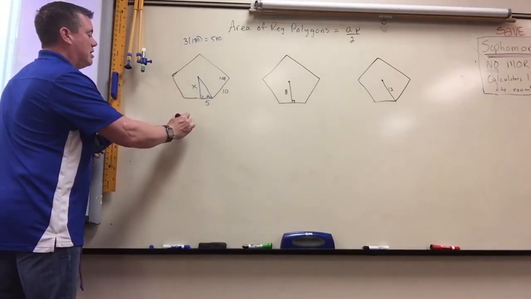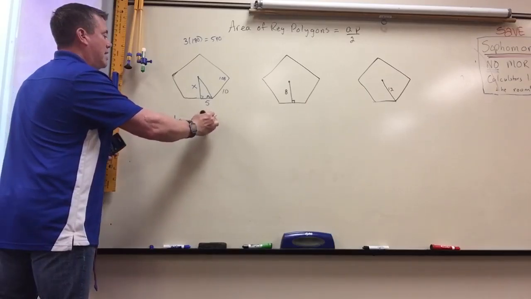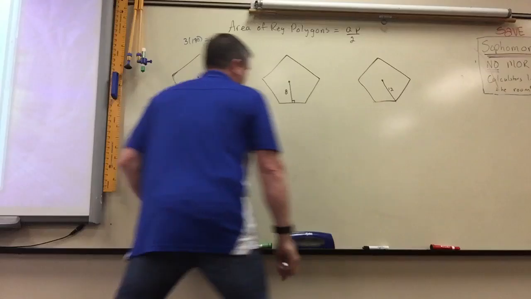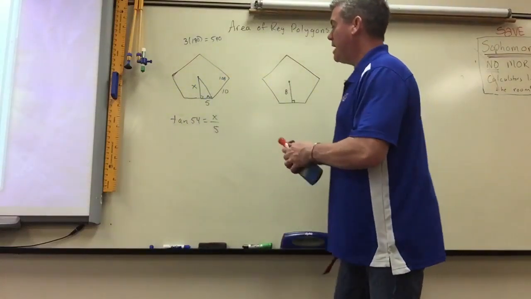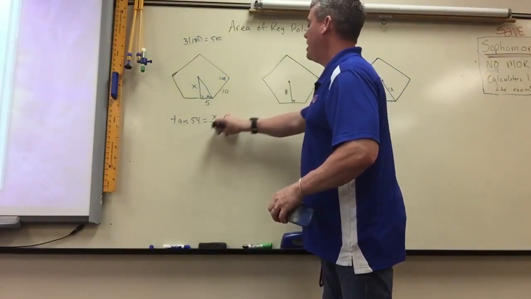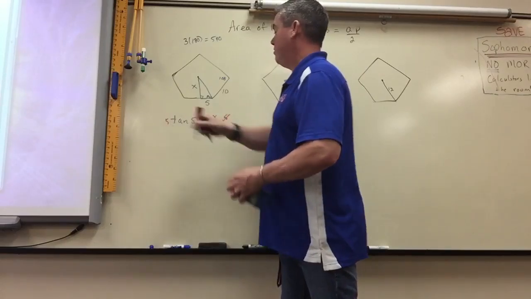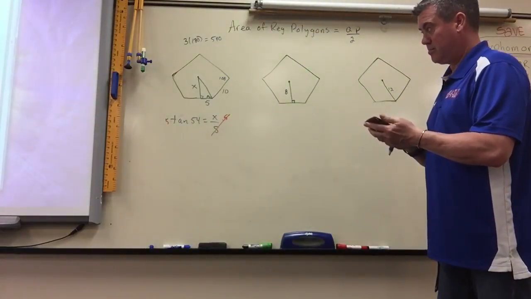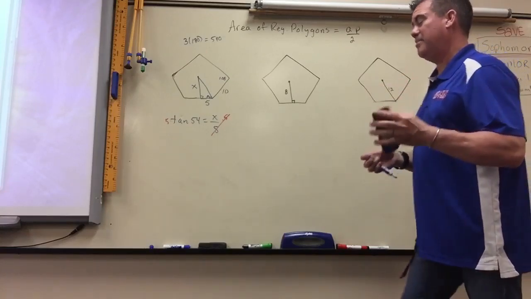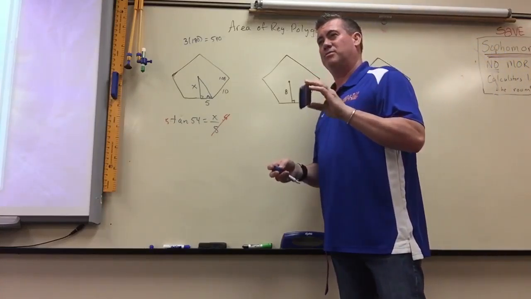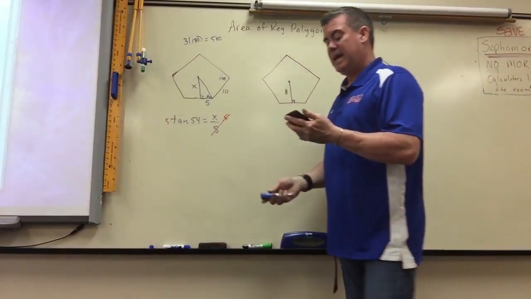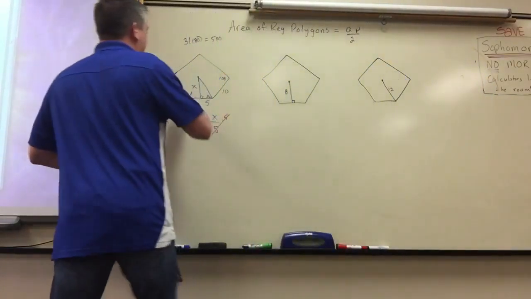So the tangent of 54 equals opposite x over adjacent. So to get x by itself, you take it times 5. Again, you got to make sure your calculator's on degrees. And it would round to 6.9.